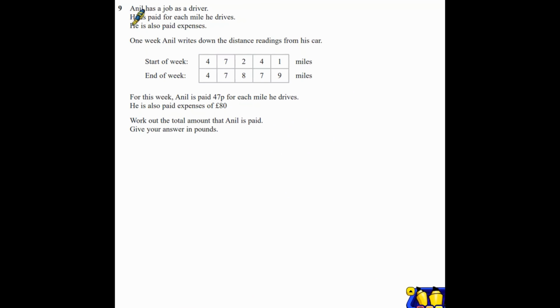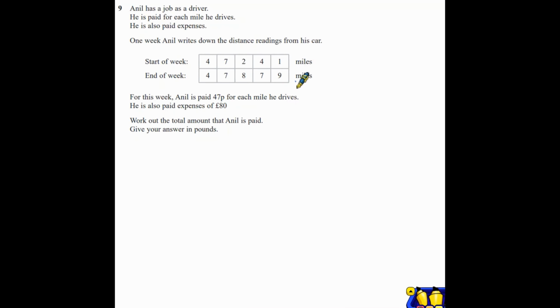Question 9. Anil has a job as a driver. He is paid for each mile he drives, and he's also paid expenses. Okay, so 1 week Anil writes down the distance reading, or the mileage, on his car.